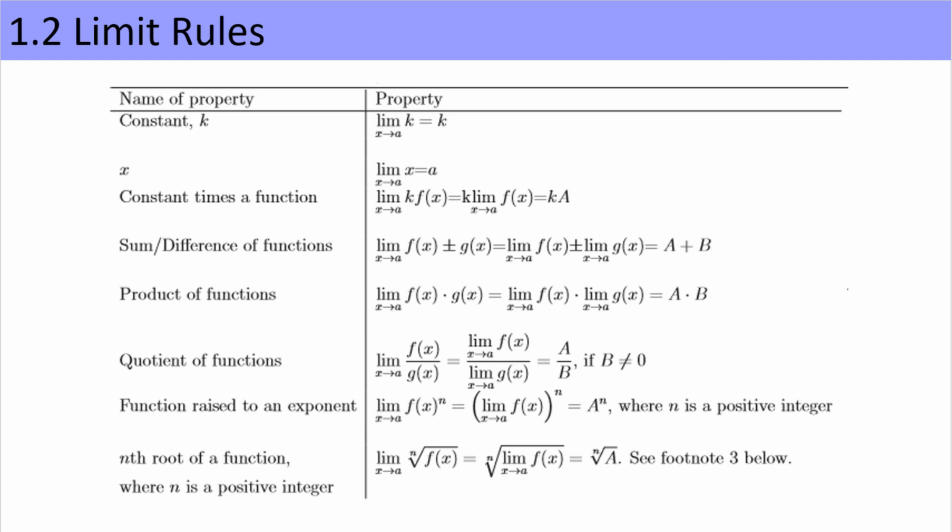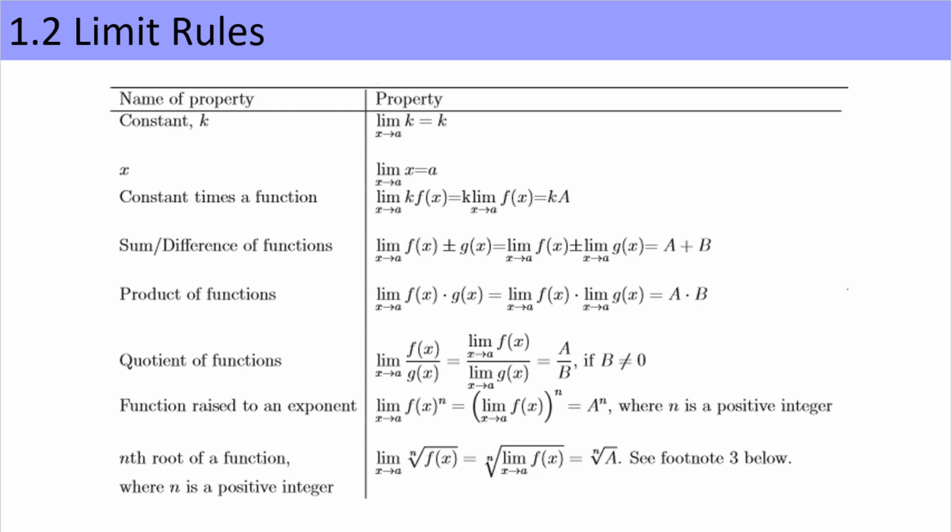The constant times a function. The limit as x approaches a of the constant times the function f of x is equal to, the constant is pulled to the outside of the limit symbol, so k times the limit as x approaches a of f of x, which is just the constant k times the limit value capital A.